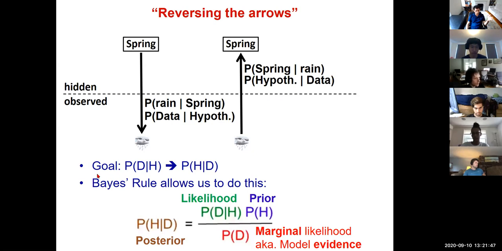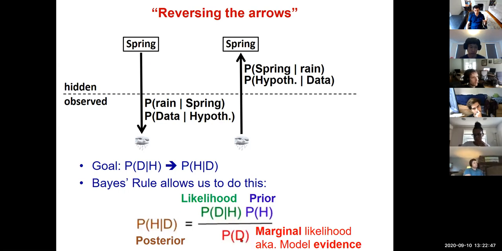Okay. So the goal is to basically transform these forward-facing arrows of what is the probability of observing rain given a season, or the probability of observing my data given my hypothesis, and turn that into the posterior probability of my hypothesis given that I've now observed the data. So my posterior is the probability after the observation. Okay? So what we're going to use is Bayes' rule to do this. We're going to calculate the posterior probability of a hypothesis given the data as a function of this likelihood, the forward-facing probability of the data given the hypothesis. So what I have is P of rain given spring as part of my generative model. And what I want to infer is P of spring given rain.